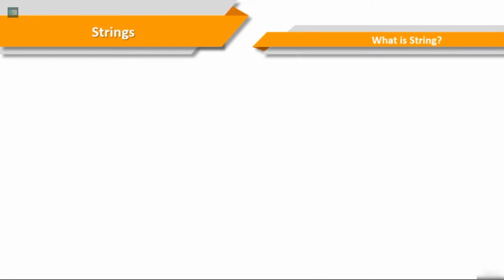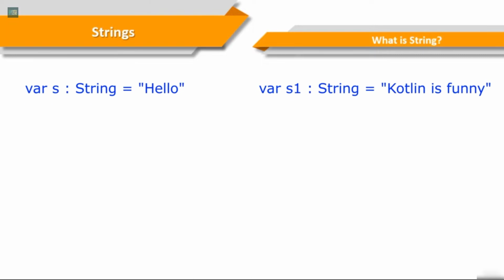Well, hello there, my friends. So in this lesson, we will learn string data types. Now, by string in Kotlin, we mean a set of characters, such as the word hello or the phrase, Kotlin is funny.